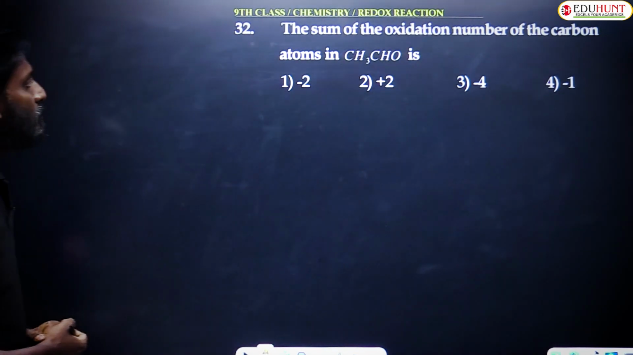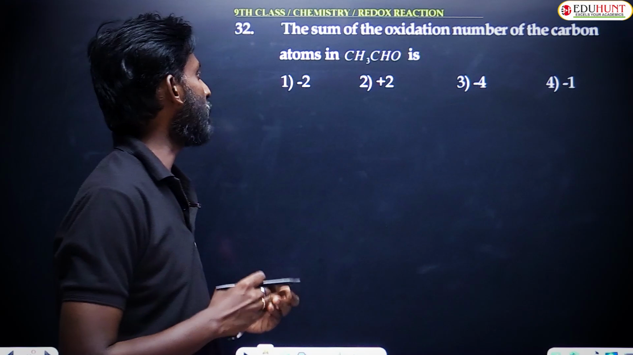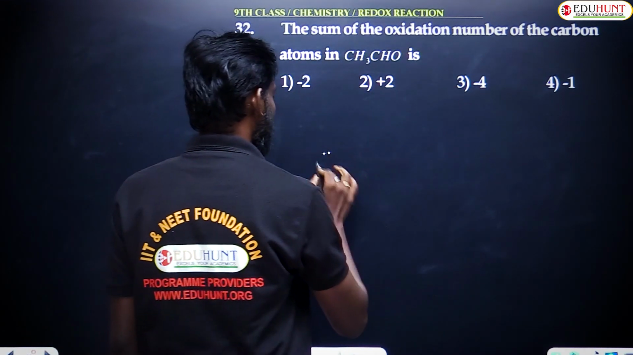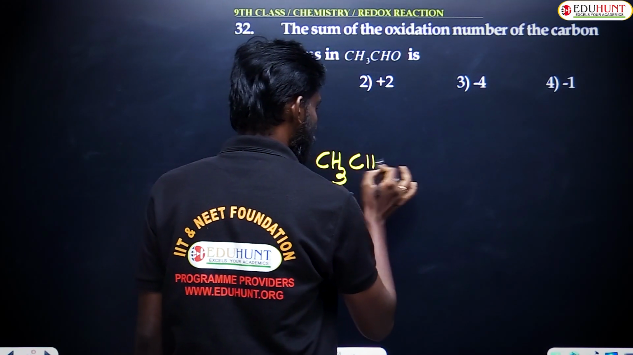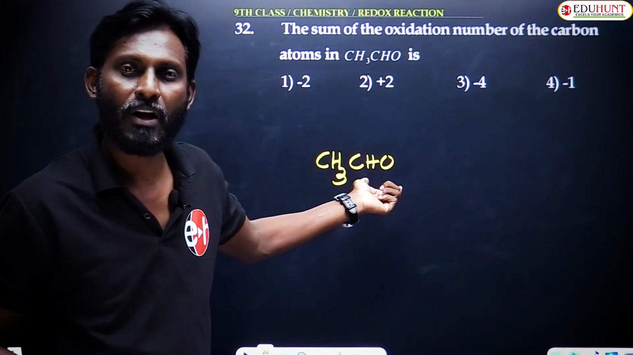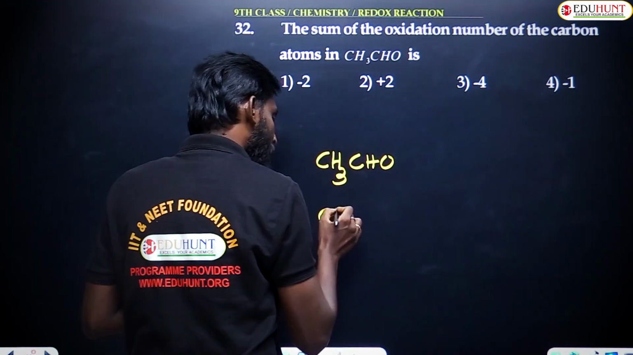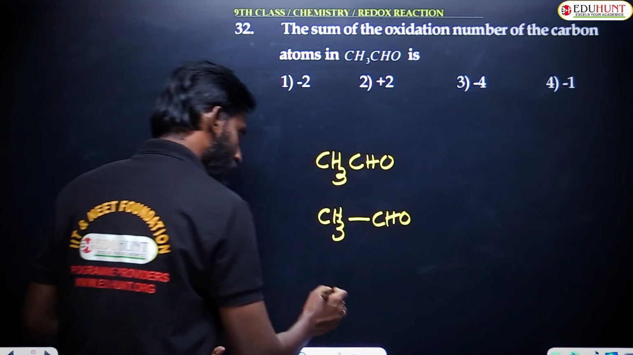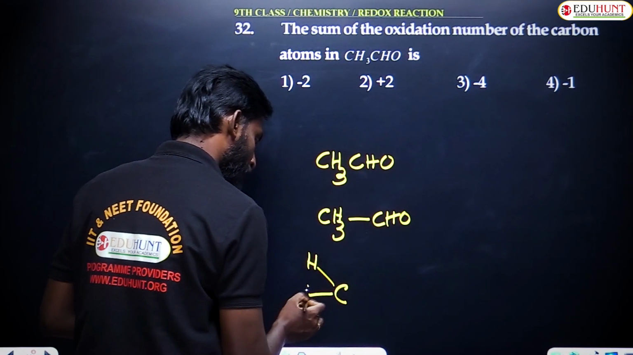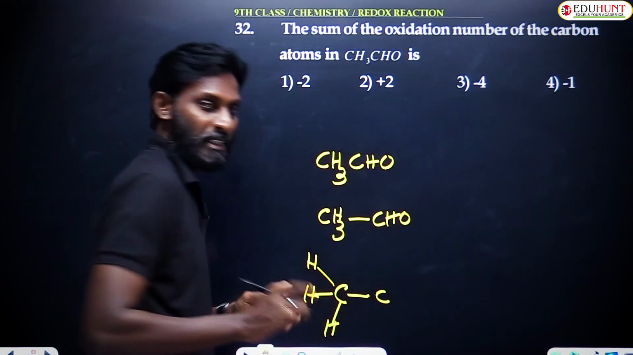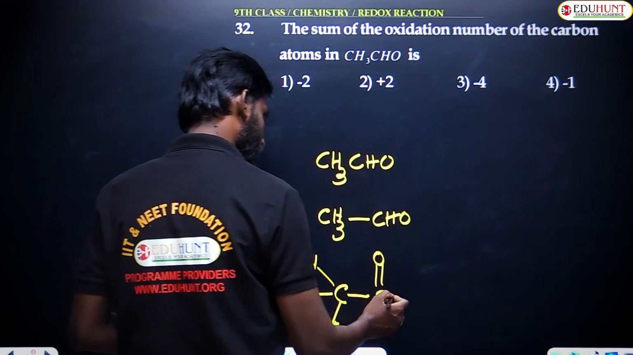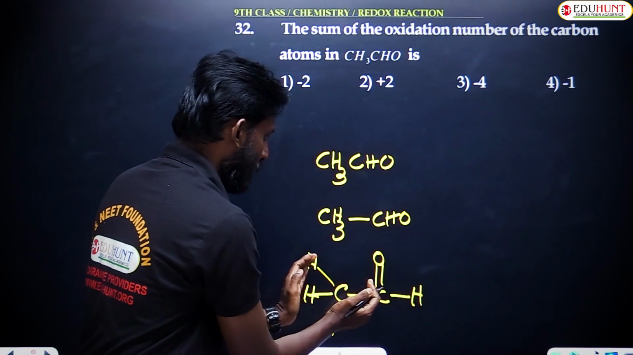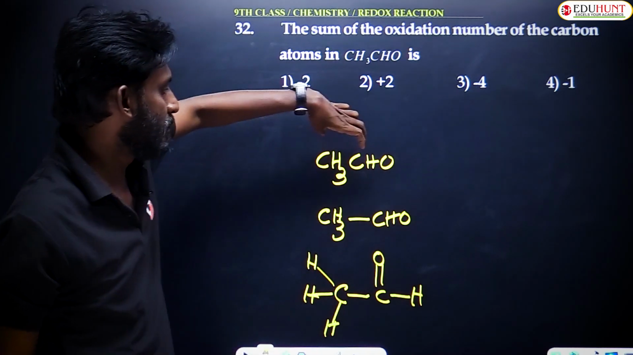Yes, question number 32. The sum of oxidation numbers of the carbon atoms in CH3CHO, acetaldehyde. Let me explain. The formula will be like this: CH3CHO. I think you know about this functional group in organic chemistry, na? Yes, CH3 single bond CHO. Okay, more expansion you need. C H H H single bond. How to expand the aldehyde functional group? Yes. Okay. Now if you condense this structure, you will get this. Even more condensed. This is the most condensed.